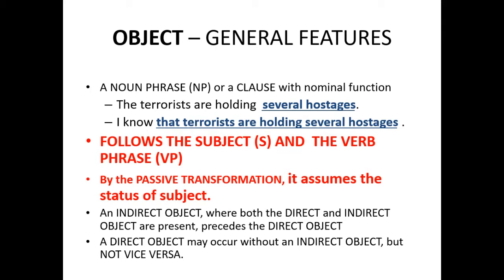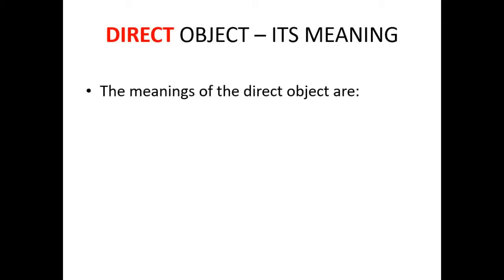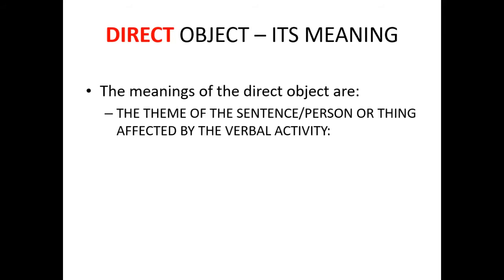And when it comes to the meanings that can help you identify the object, well, this is actually easy. There are only a couple of meanings of the object. So object is typically the theme, what you're talking about, who's affected by the verbal activity. So Mary killed John. John is obviously affected by the verbal activity. He was alive, now he's dead. So that's what we mean by the object as the theme, somebody who's affected by the verbal activity.